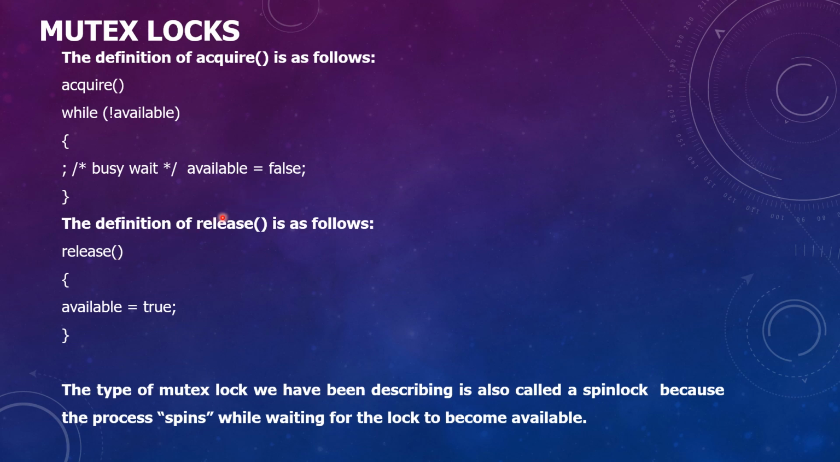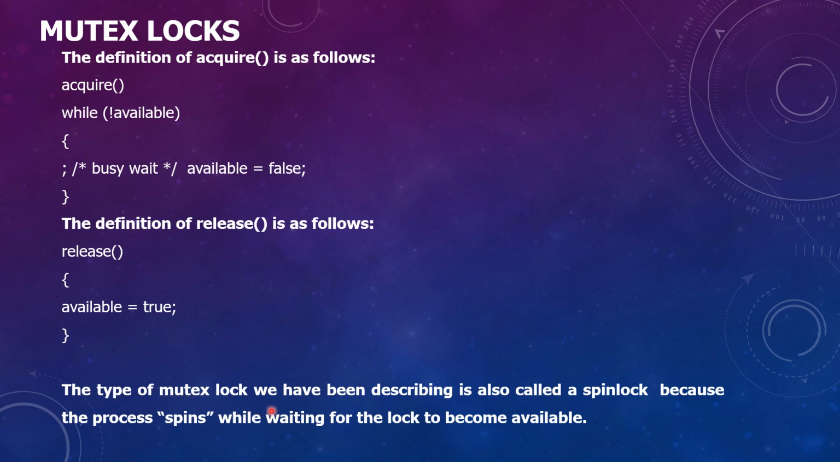Next, we have the release function. The release function is basically to release the lock acquired by the process. When it is releasing the lock, the availability will become true. Thereby, another process which is kept waiting in the entry section will be able to acquire the lock.